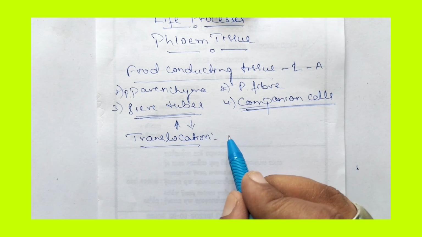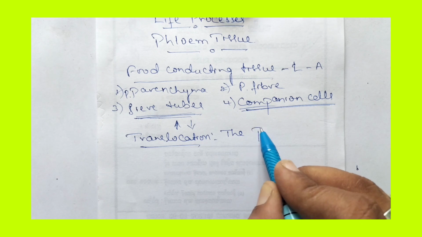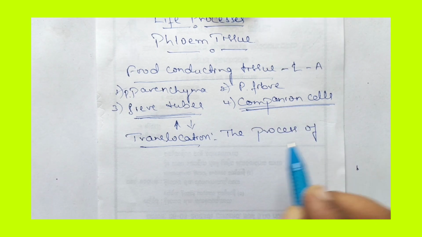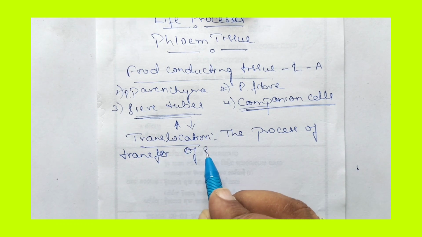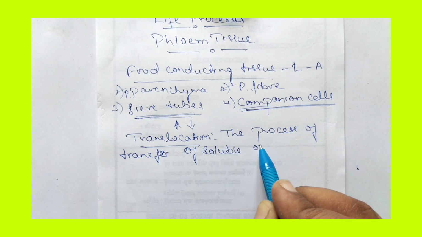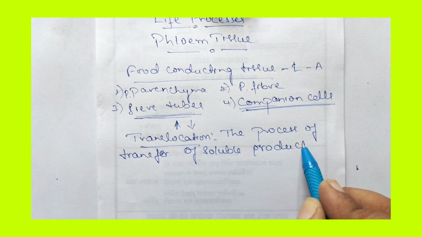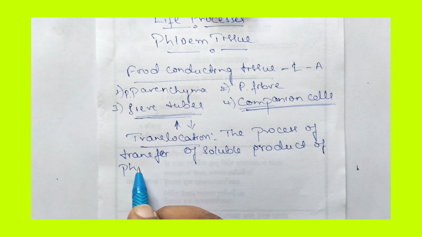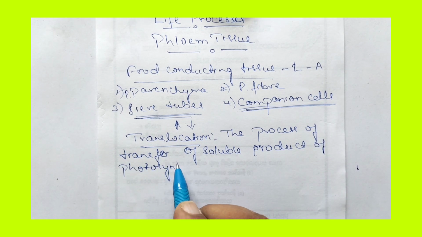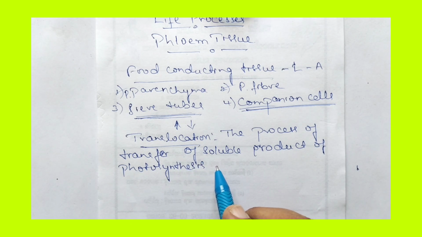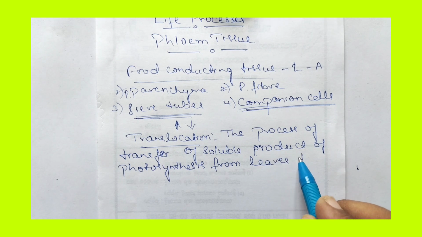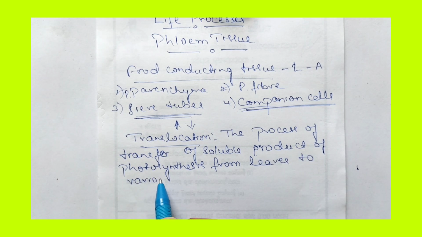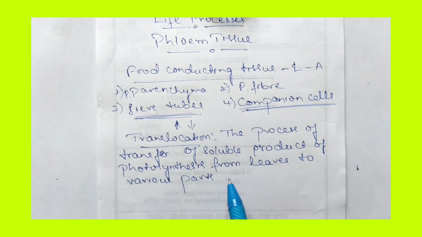What is translocation? Translocation is the process of transfer of soluble product of photosynthesis from leaves to various parts, from roots to various parts of the plant body.